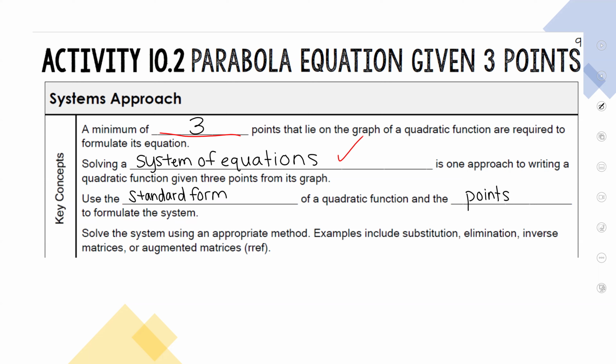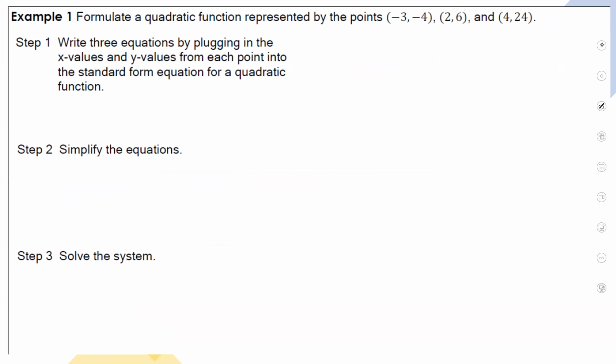When we say standard form, this is the form we're talking about. This is the standard form of a quadratic equation. So we're going to use the standard form and the given points to create this equation, a quadratic equation. Okay? So let's try it. Here, we were given 3 points. We need a minimum of 3 points to formulate a quadratic equation. We're going to use the standard form. So let me write the standard form for you again.